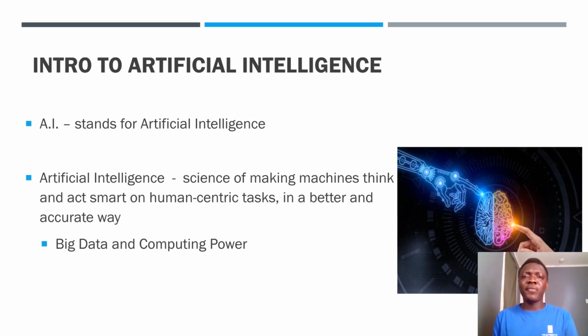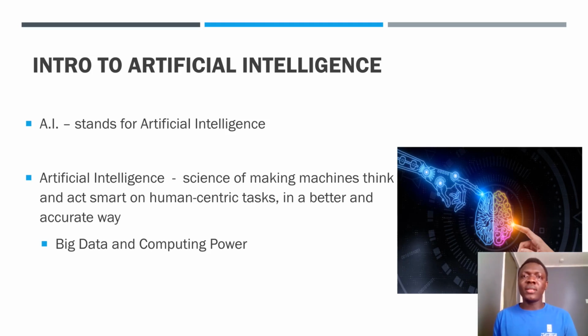So let's continue by defining what AI is. AI basically stands for artificial intelligence, which is the science of making machines think and act smartly on tasks. Sometimes they even act so accurately and so much faster than humans. We know that whenever humans get tired in performing tasks, they tend to commit errors, but this is not the case for artificial intelligence systems.